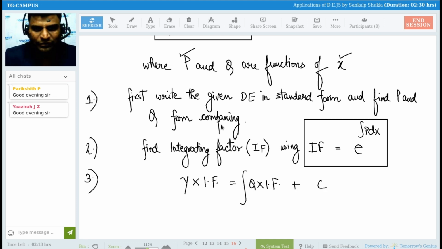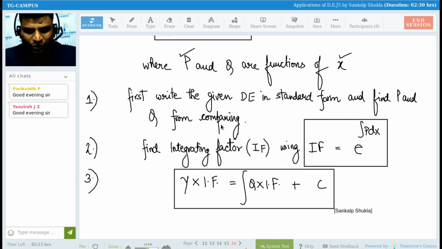This is the formula. So all of you know, what do you mean by solving a differential equation? You have to find the value of y. So you can find the value of y by this line.